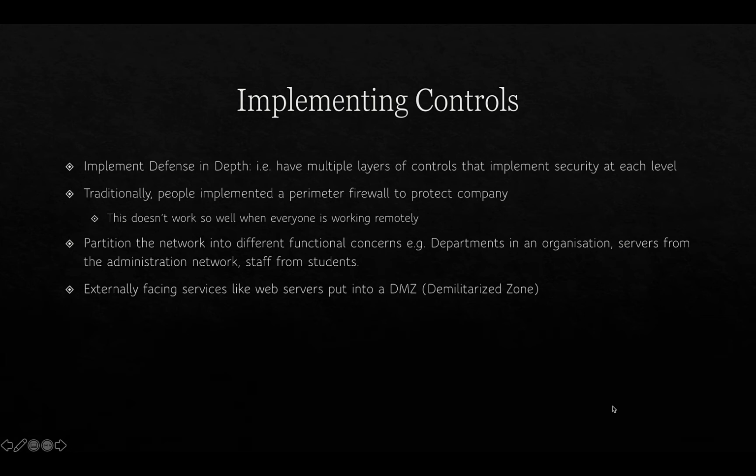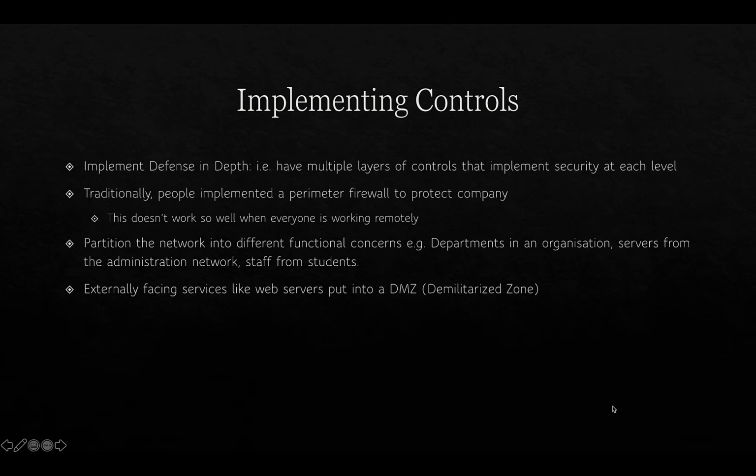Another approach is to partition networks into different functional concerns. So for example, here at the university, we might have administrative networks that are separate from student networks. Unify, the Wi-Fi network, is a separate network to the wired network that operates throughout the university, for example. But we can segment the network into further parts and then apply different rules based on where you are.